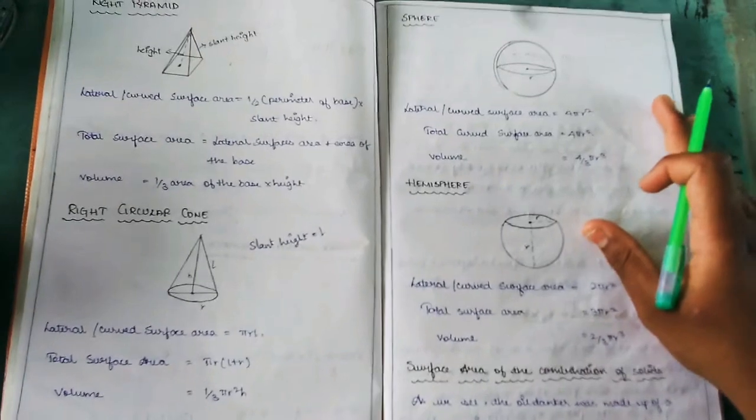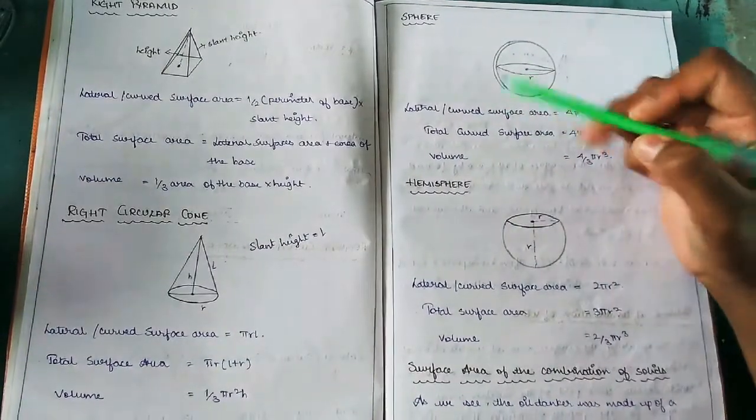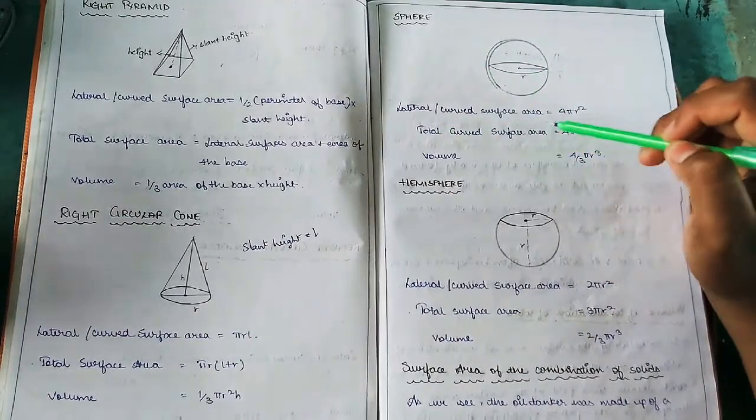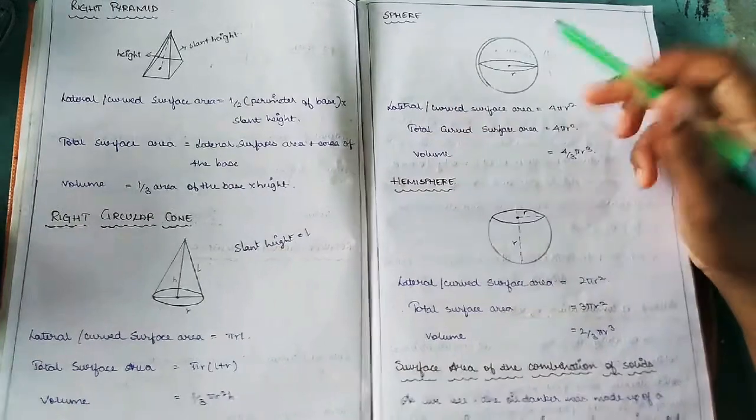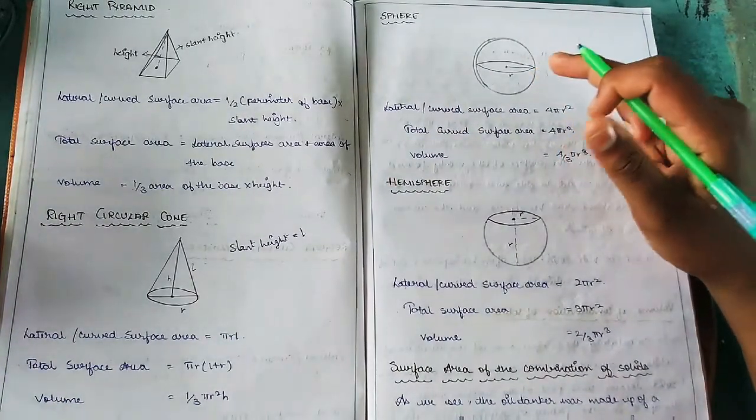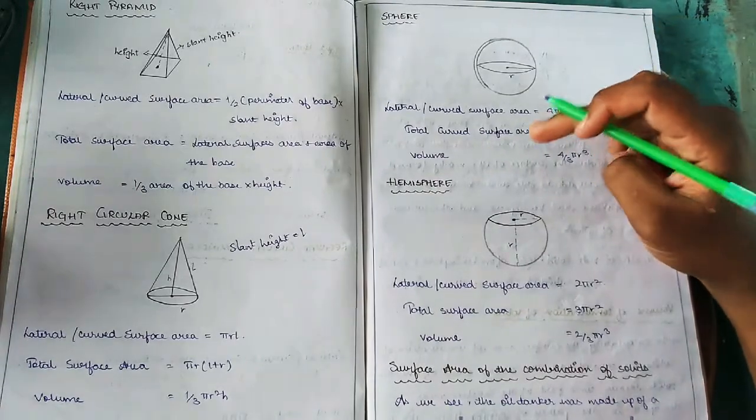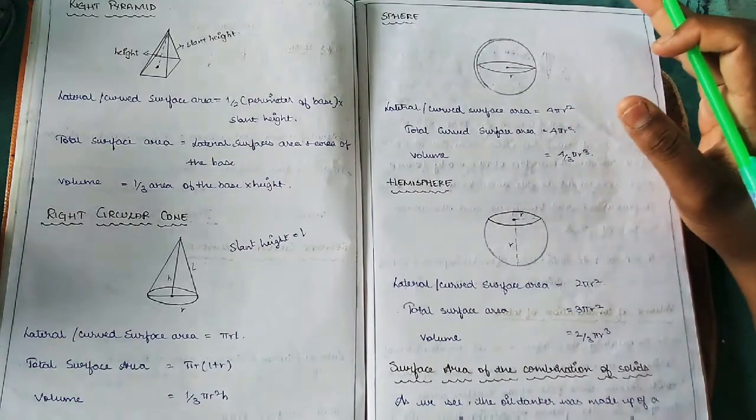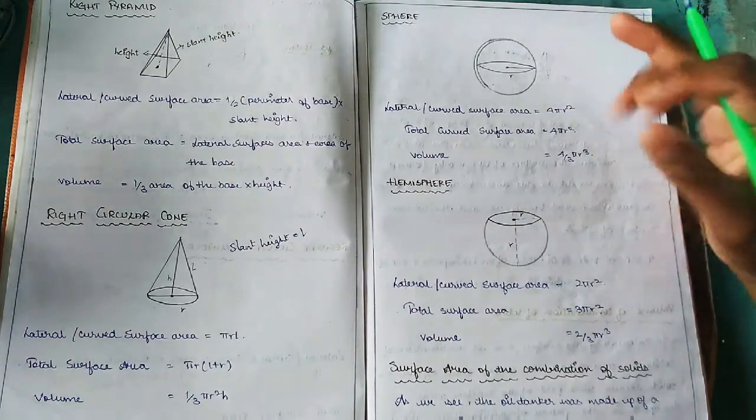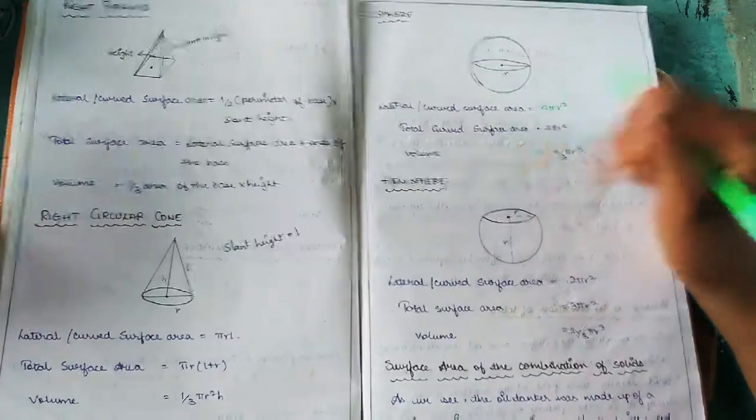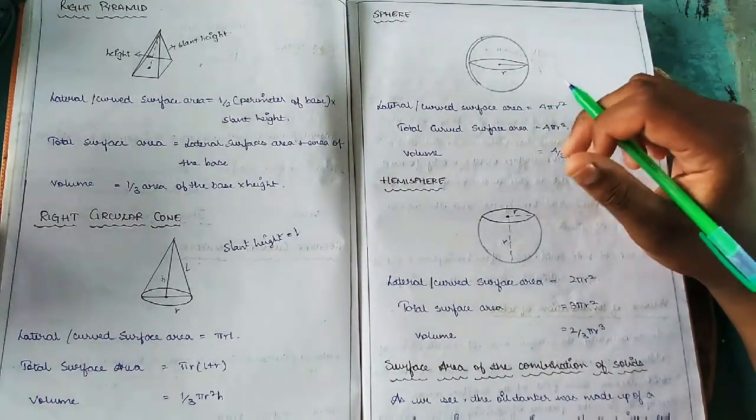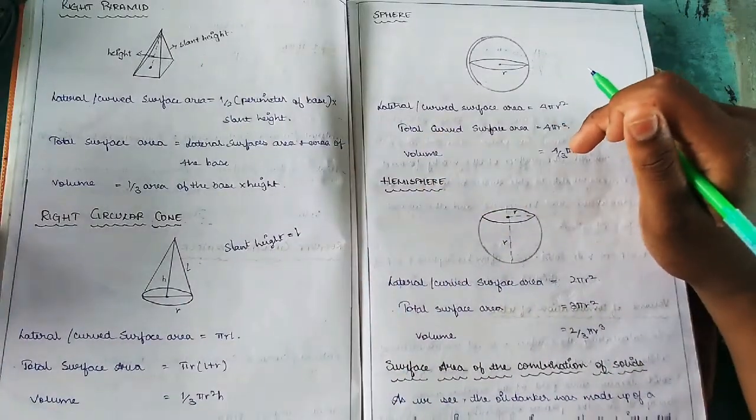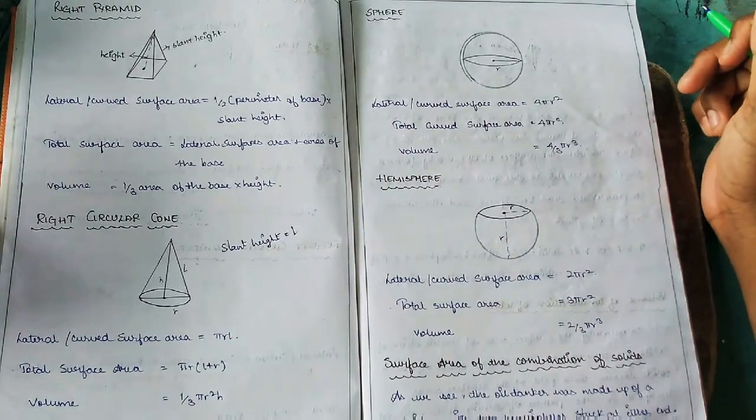Now when we see the sphere, this is the sphere. This is the radius. The lateral curved surface area of a sphere is 4 pi R square, that is 4 into pi into R into R. The total curved surface area is also 4 pi R square, so we use one formula for the lateral, curved or total surface area. For the volume, the formula is 4 by 3 pi R cube. Before we had only pi R square, here it is pi R cube.